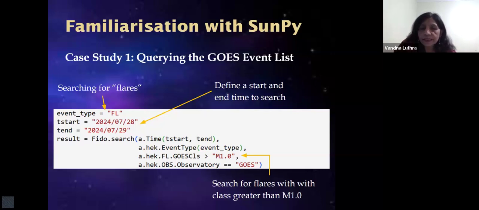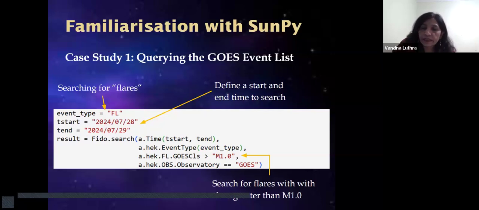So here we are interested in the a.time, where a.time will have two parameters, t_start and t_end. So t_start is our starting time, t_end is the ending time. So I want to know about these flares within the time period of 27th of July 2024 to 29th of July 2024. So it starts at 12:00 time and until the next day. So it will give me only the flares which are occurring on 28th. That I will show with the data.